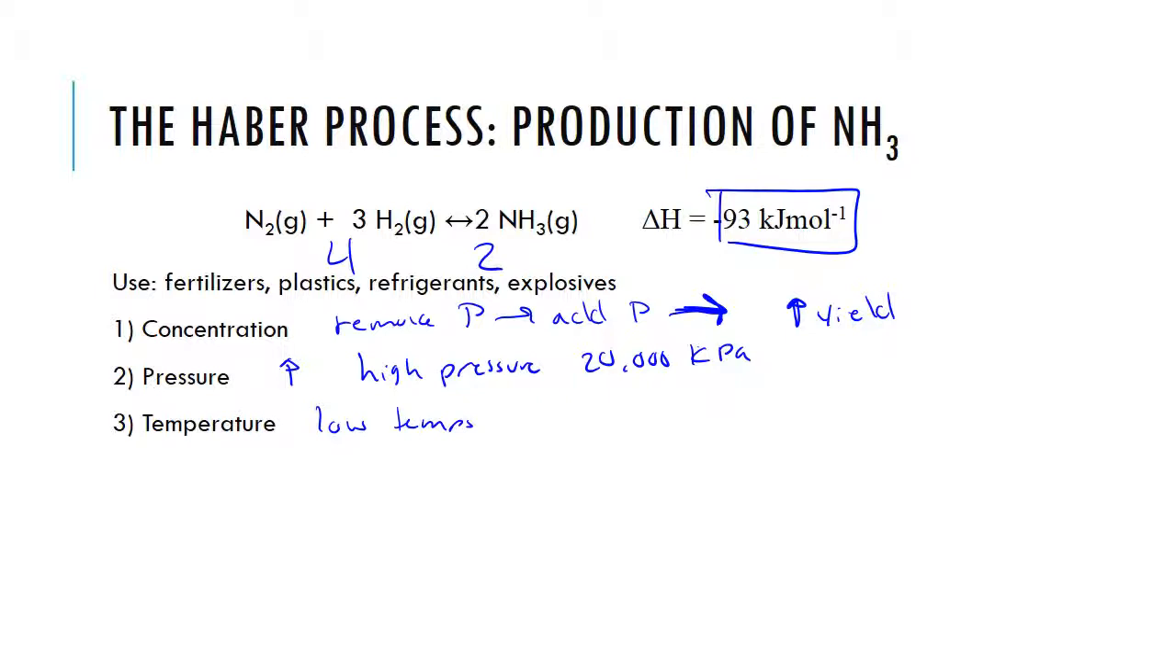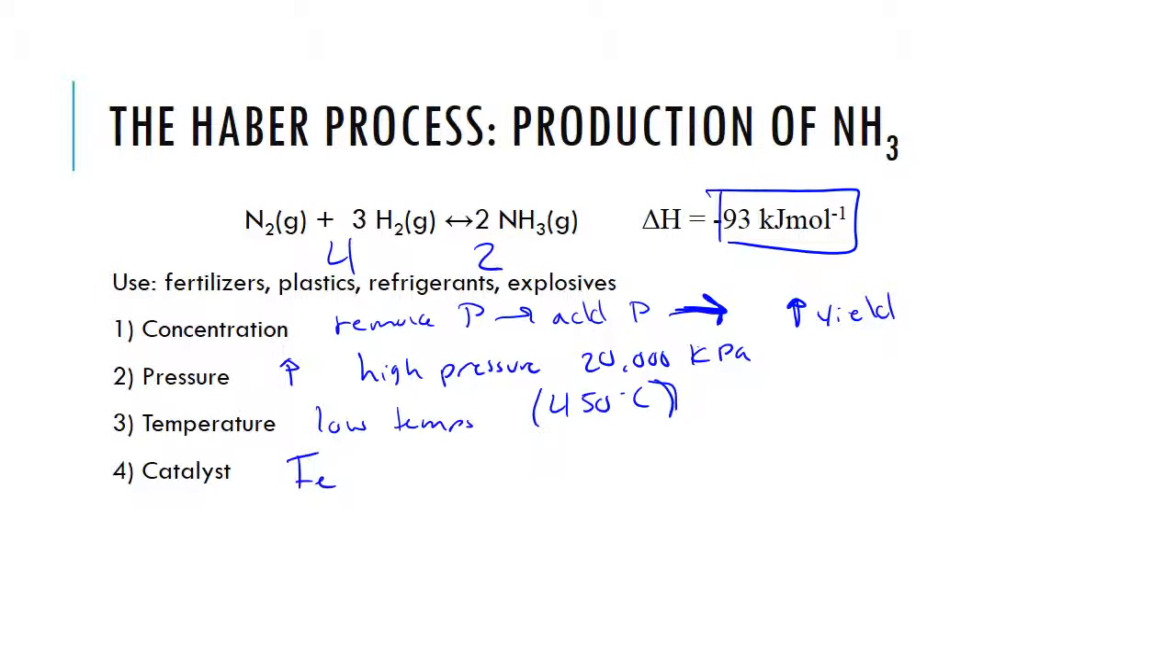Now the problem is, if you go to too low of temperatures, it takes too long to make the product to make it worth it. So it runs this reaction at 450 degrees Celsius, which still seems really high, but oh well. And they use a catalyst, right? They want to use a catalyst to compensate for the moderate temperature that they have to use.